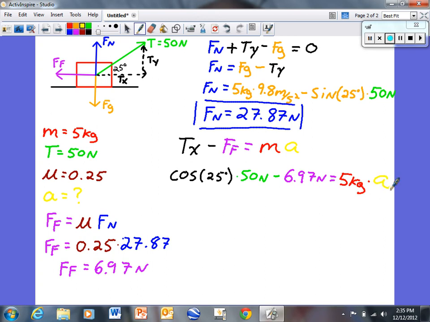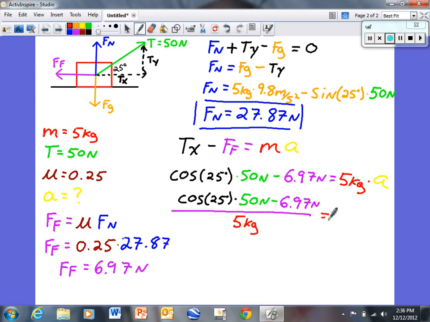Now all we have to do is divide by our 5 kilograms, and we are good to go. So my left side remains unchanged, cosine of 25 degrees times 50 newtons minus our friction, which is 6.97 newtons. Divide our mass of 5 kilograms over, and that will give us acceleration. And once we plug all of that into our calculator, we get that 7.67 meters per second squared is equal to the acceleration of the box.